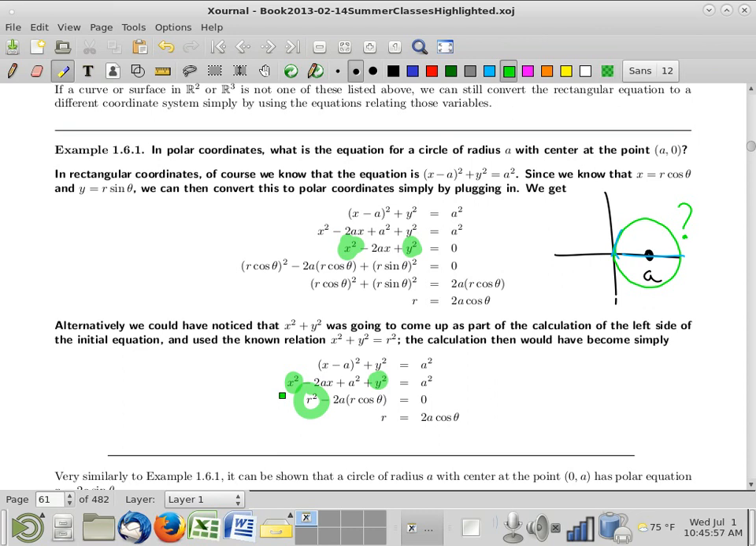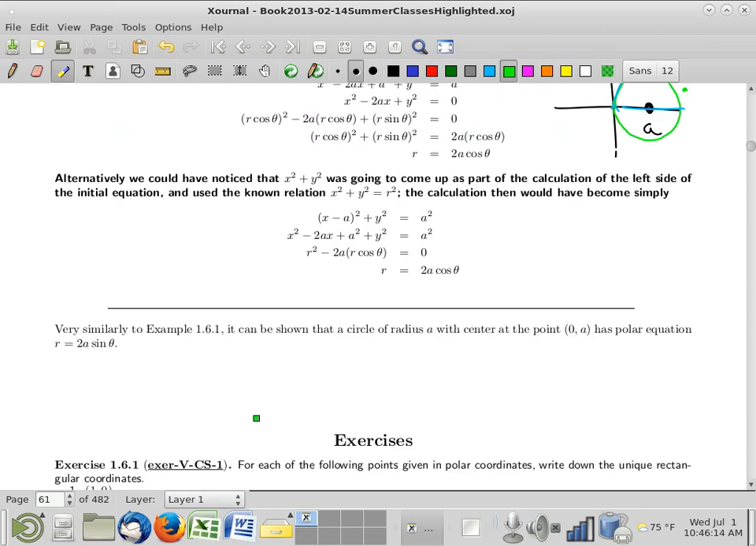Be careful with square roots. It's tempting to say that r is the square root of x squared plus y squared. Not necessarily. R is allowed to be negative. Right? That square root symbol means positive square root. So you've got to be a little bit careful with that one. Okay, so that finishes that section.